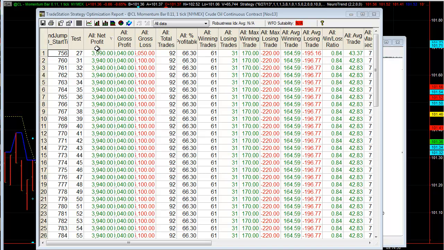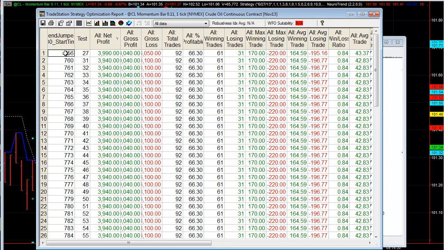So there are always pros and cons with optimizations. You have to be very careful about curve fitting, but I want to show you something here. This column here is the start time, and this is in Central Standard Time. So this says if I started at 7:56 Central, 8:56 in the morning New York, where typically the pit and everything opens at 9, we would have the best overall profit over the last 2 months. Now, I know it looks a little weird when you get a time like 760, 761, 762. I just skipped by 1 minute.